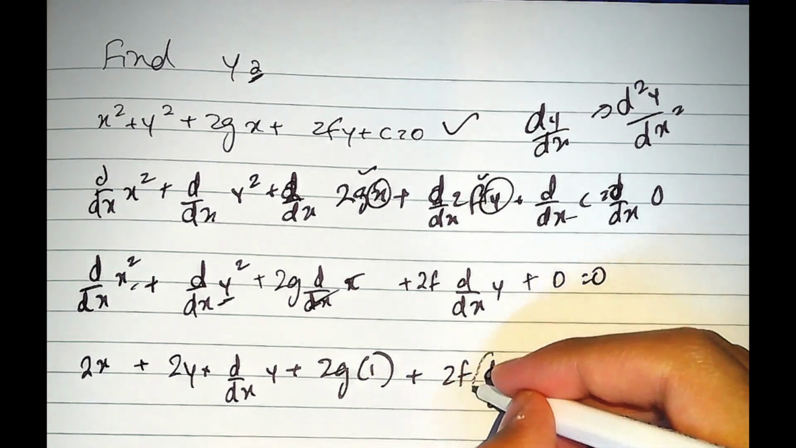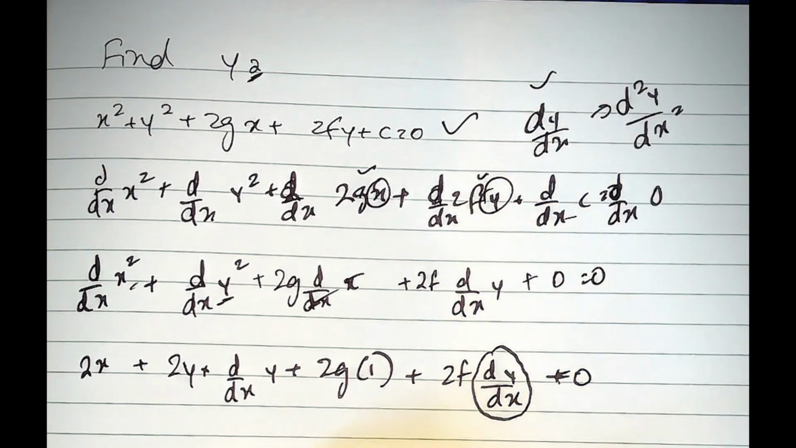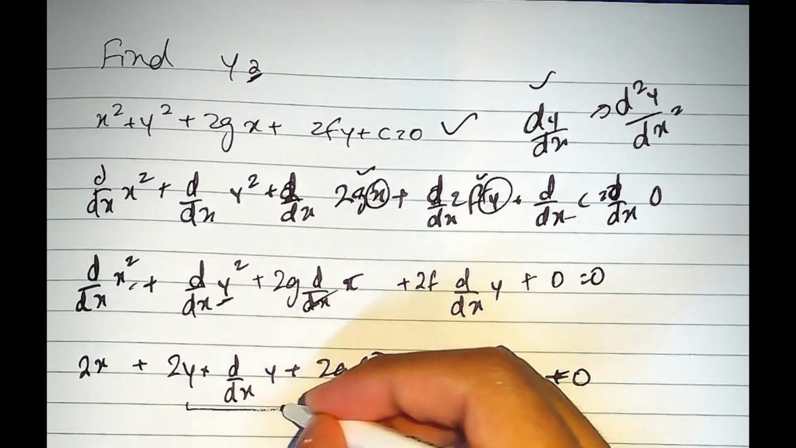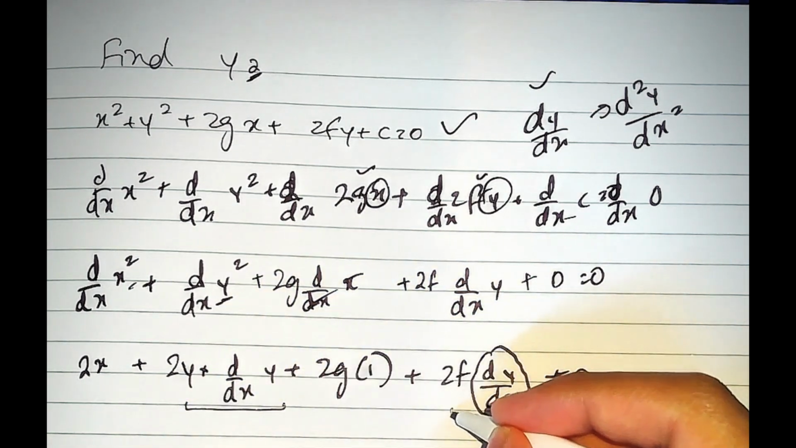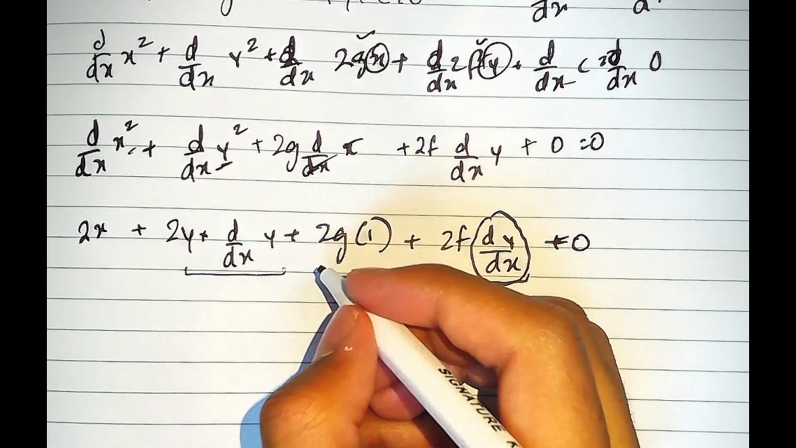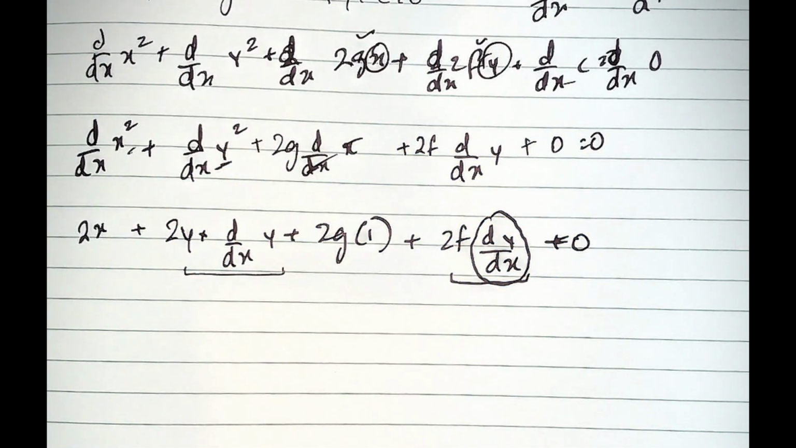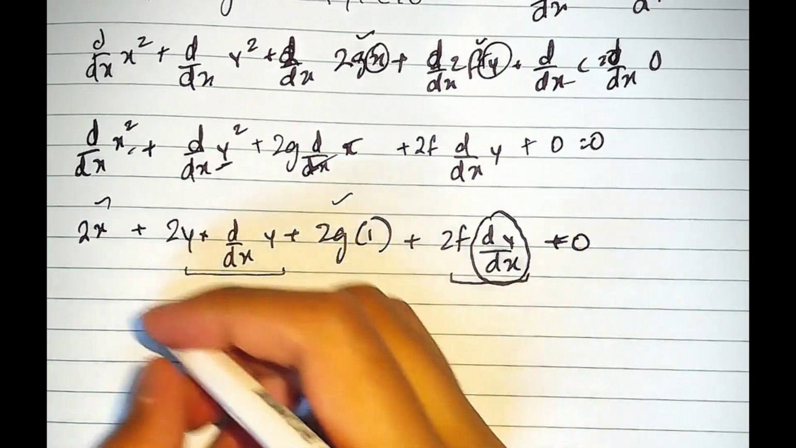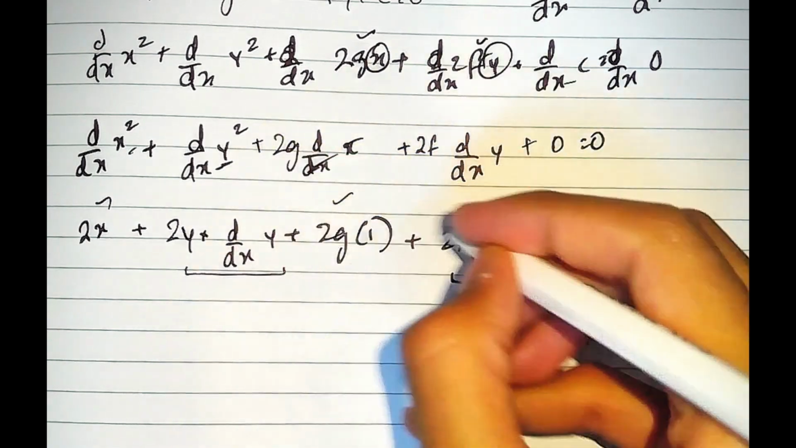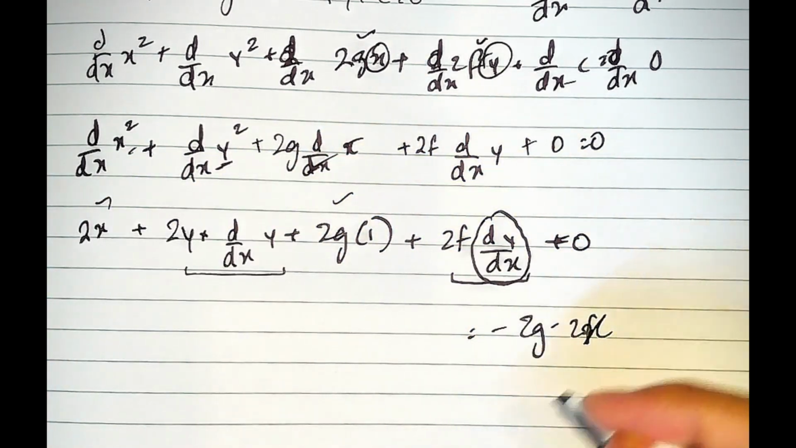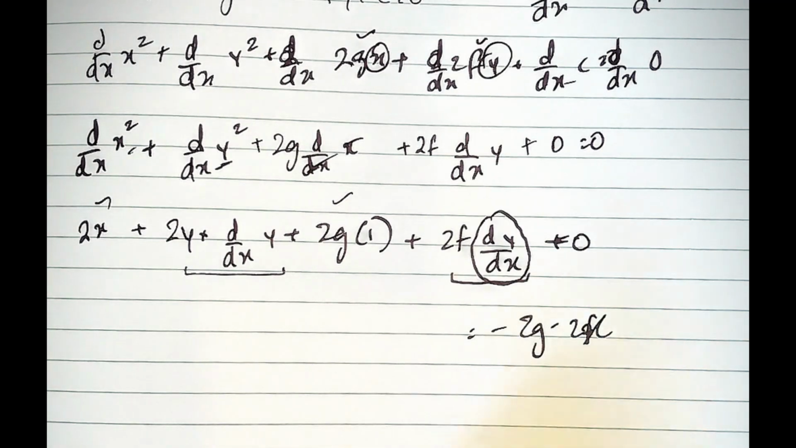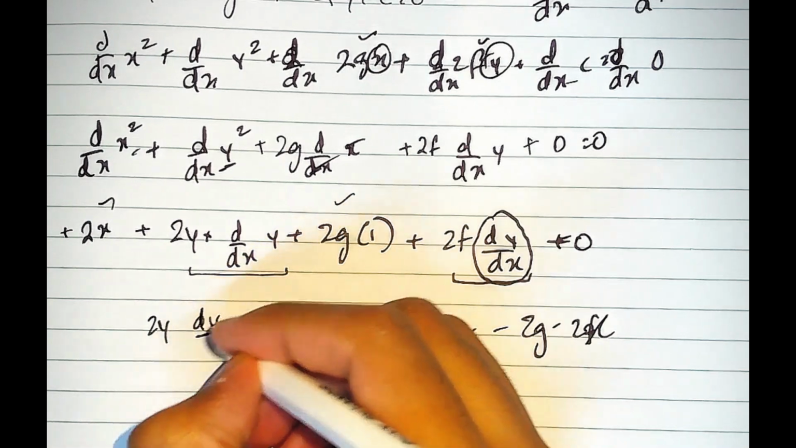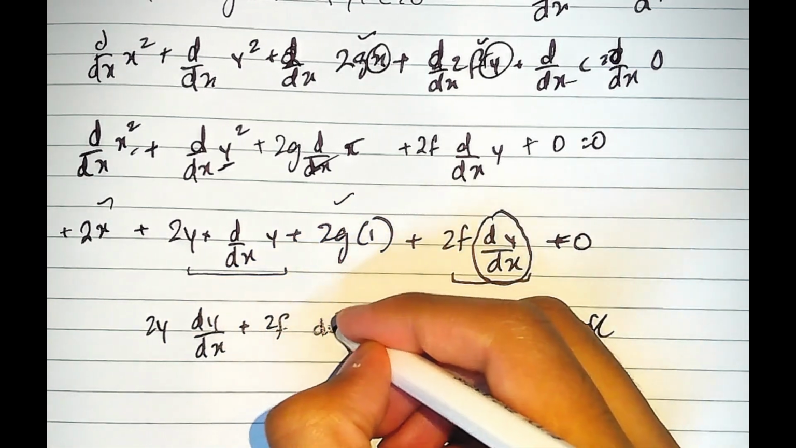Okay, so this is the thing which we want to separate in order to find dy by dx. We are actually having dy by dx in two of these terms. First of all, we have dy by dx in this term right over here, 2y dy by dx, and then we have 2f dy by dx. Okay, so let's just separate both of these terms and we will move the unlike terms towards the opposite side of the equation, i.e. 2g and 2x will move towards the right hand side of the equation. So we will have negative 2g and negative 2x because over here we are having them in positive. Over here we have 2y dy by dx plus 2f dy by dx.